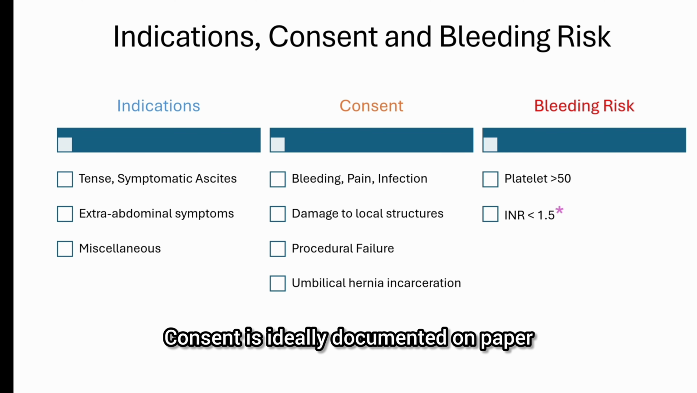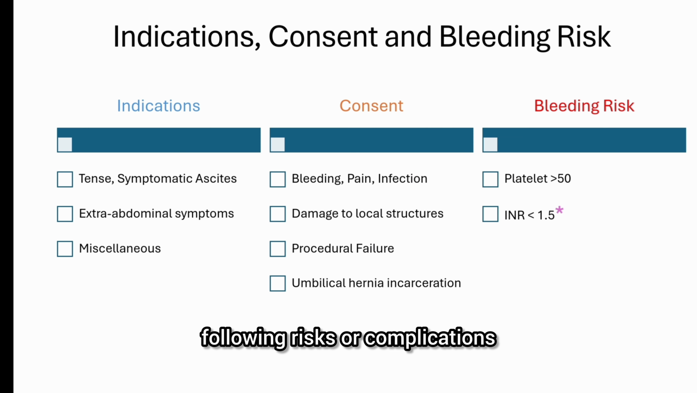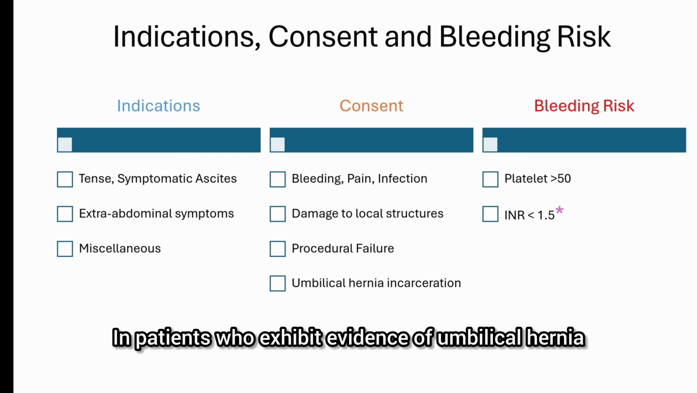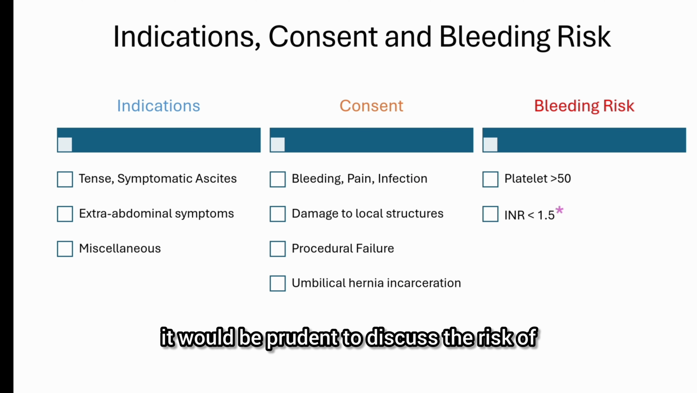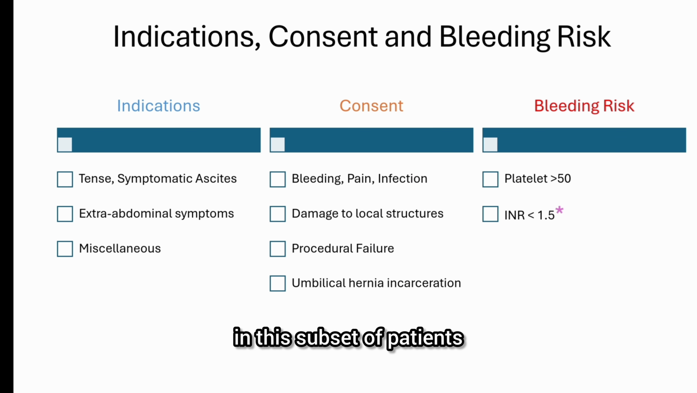Consent is ideally documented on paper, and the patient should be counseled on the following risks or complications: bleeding, pain, infection, damage to local structures, or even failure. In patients who exhibit evidence of umbilical hernia, it would be prudent to discuss the risk of hernial incarceration, as this is a rare complication in this subset of patients.